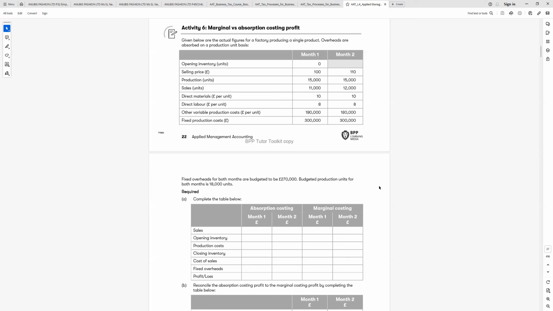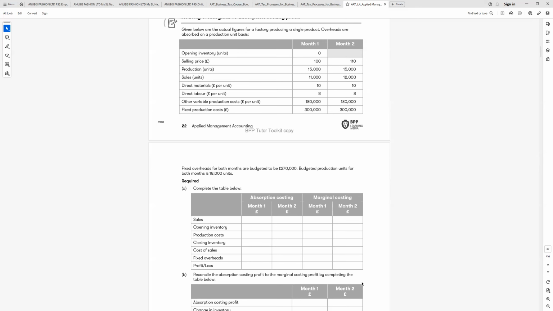Okay. Activity 6. Let's make this profit statement. So the opening inventory, we have for month 1, 0. For month 2 is also 0. Don't have anything. Selling price 100 and 110. Production unit, on month 1 we make 15,000 unit, and month 2 we make 15 as well. Sales, on month 1 we sell 11,000 unit, and month 2 12,000.